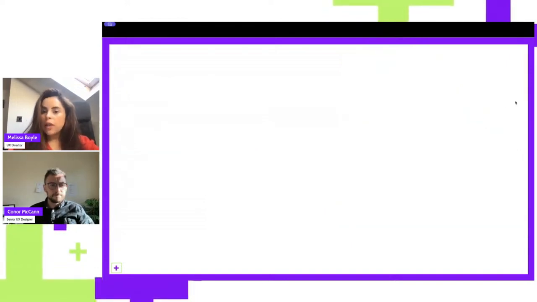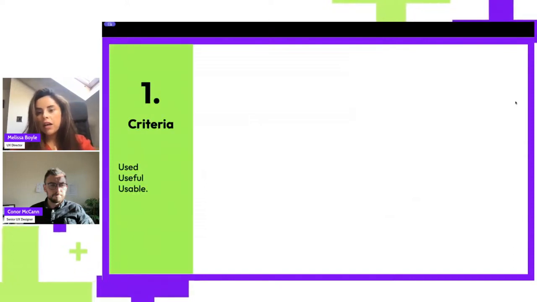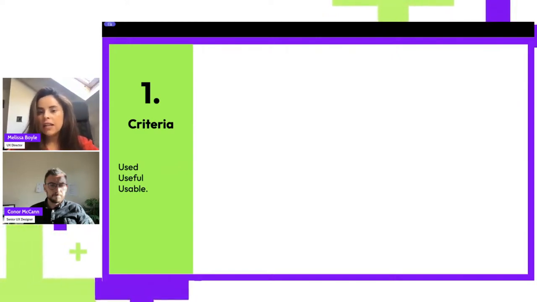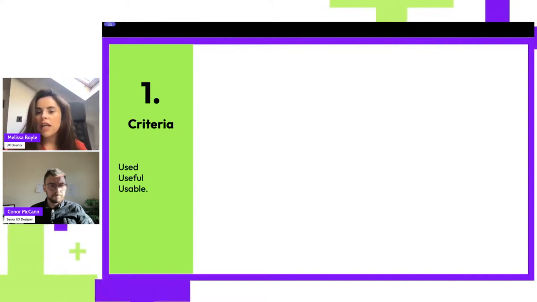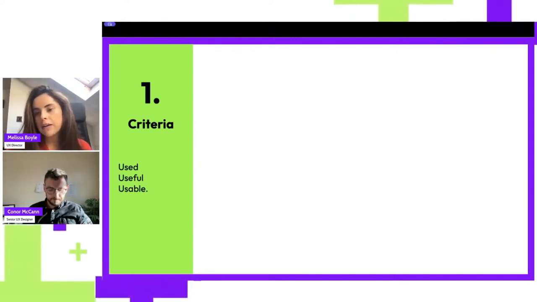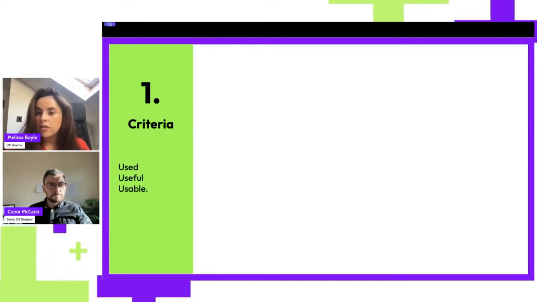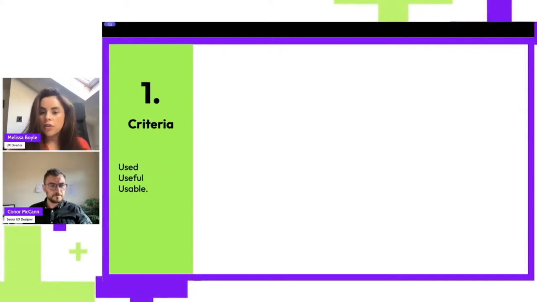So just as we close things off, let me summarize where we've got to. When we think about good design versus bad design, we must think about commercial criteria. And as I mentioned, we really find that used, useful, and usable model really helpful to understand if a product or digital experience is useful to the people using it. So I'll just go back to used, i.e. it's a preferable method to alternatives. Useful, users get stuff done quickly, and usable, it is intuitive and simple.